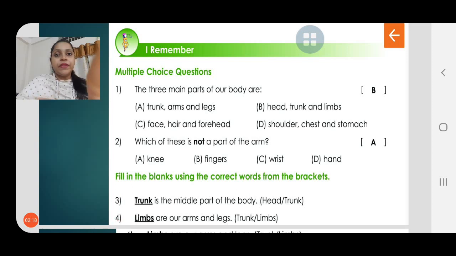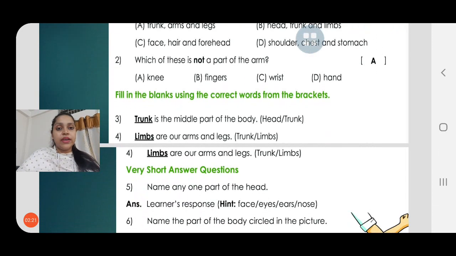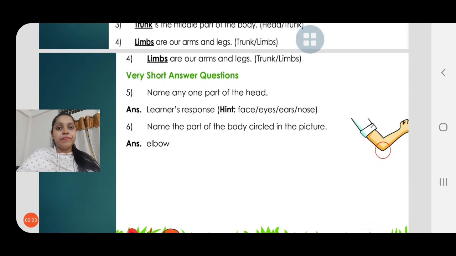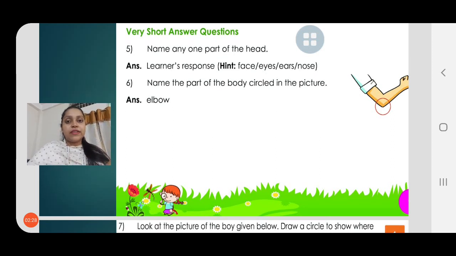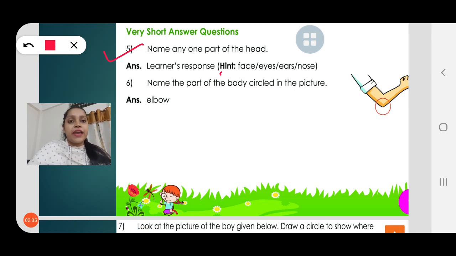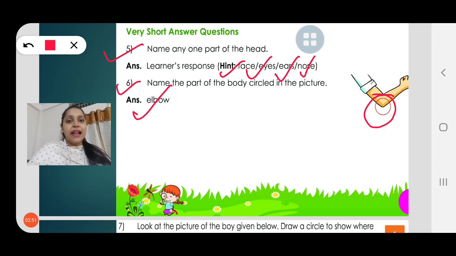Okay, children? So now we do number 5, which is very short answer questions. The question given there is, name any one part of the body. You can write any part. You can write face, eyes, ears, nose, but you'll have to write only one part. Then the next question, name the part of the body circled in the picture. Which part does this circle show? It shows the part of the arm, that is the elbow.